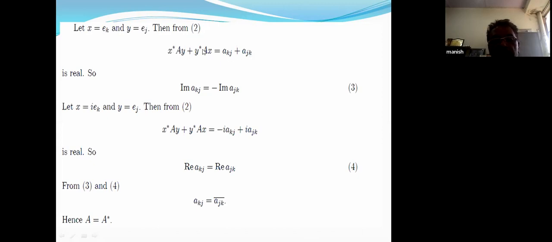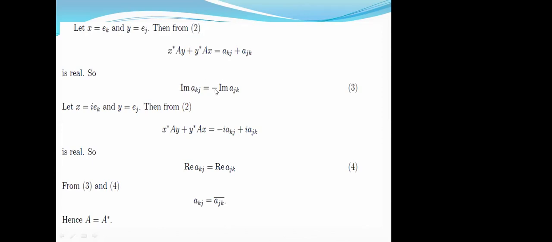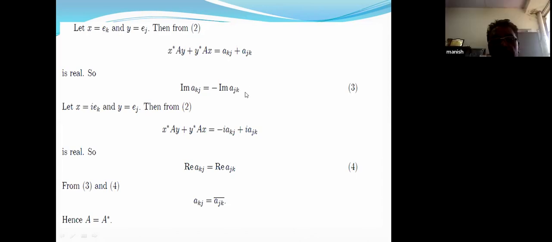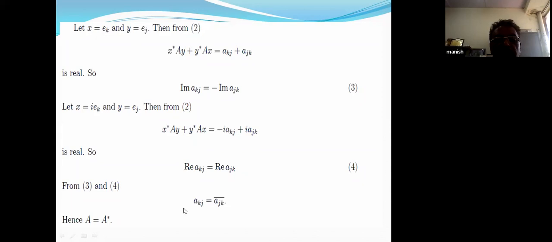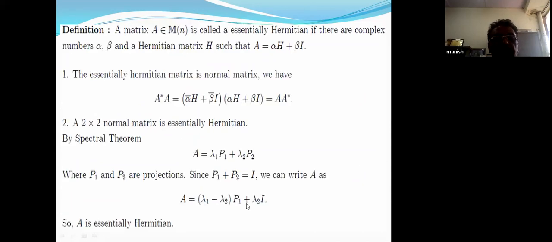Now since this left hand side is real, this expression is also real. This means the imaginary part is 0, which gives the imaginary part of a_kj is minus the imaginary part of a_jk. Now take x equal to iota e_k and y equal to e_j. Then we have this expression x star A y plus y star A x equals minus iota a_kj plus iota a_jk. Again, this left hand side is real, so we have the real part of a_kj equal to the real part of a_jk. So we can write a_kj is equal to a_jk conjugate. And this is the definition of a Hermitian matrix.